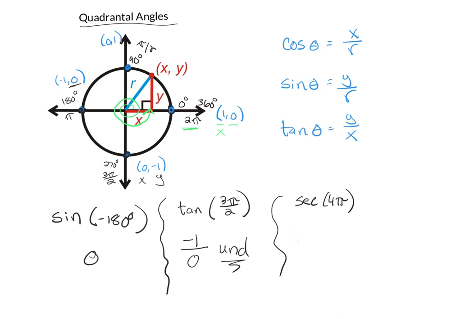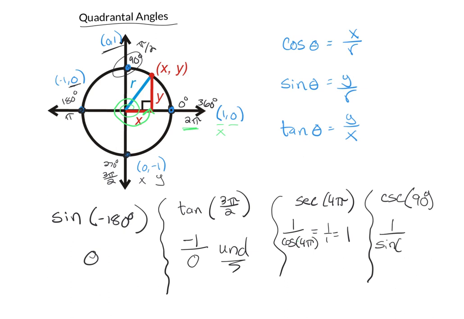And then the last one is cosecant of 90 degrees. So at 90 degrees, I've got the point 0, 1. Cosecant is 1 over sine. Sine of 90, that's the y value at 90 degrees, is 1, so 1 over 1 is 1. So most students find these ones pretty easy, and they are able to spit out the answers to these real quick.